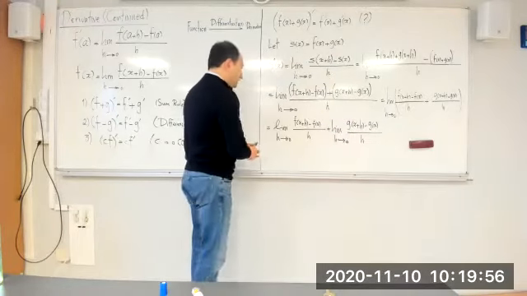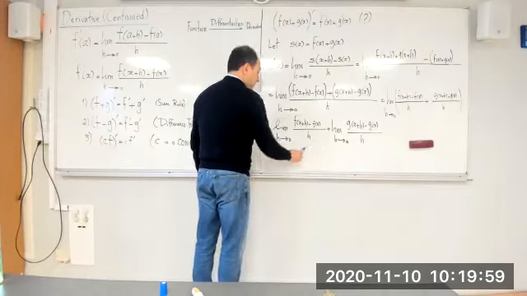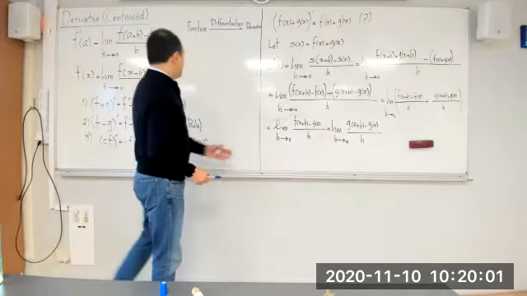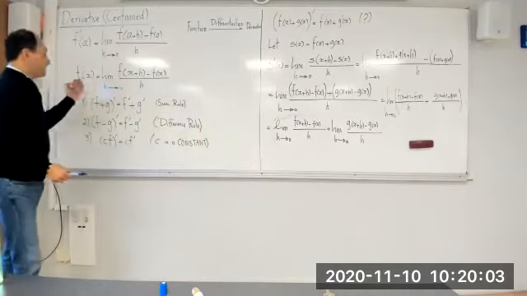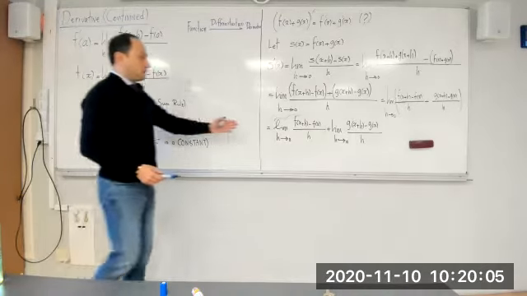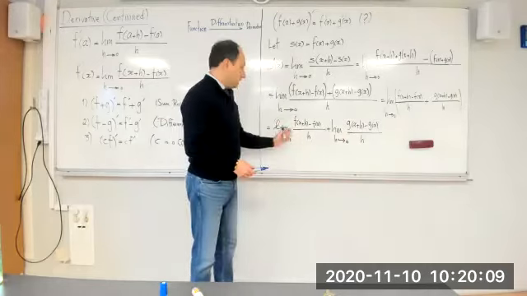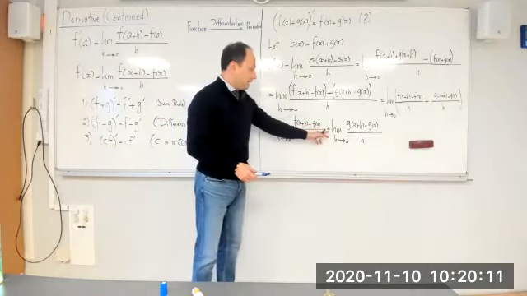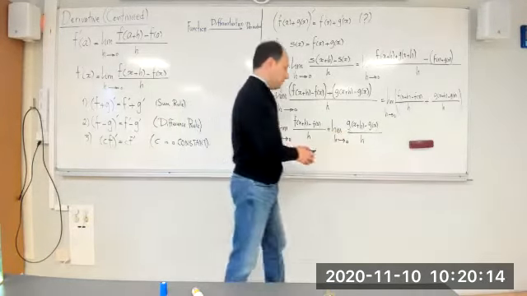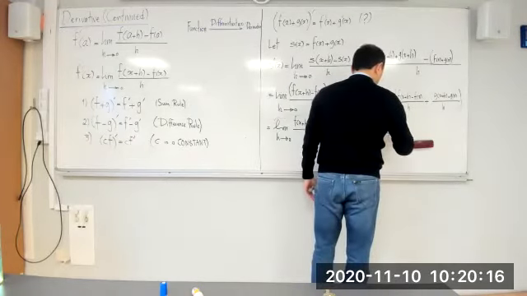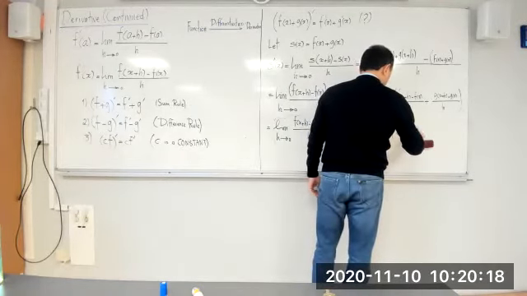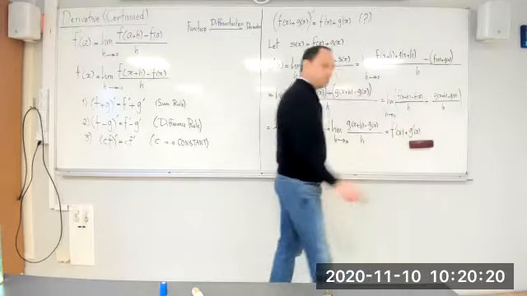Now, if I ask you, what is this limit? It's clear, this is on the board. It's the derivative of f. And if I ask you, what is this limit? It's the derivative of g. And it means the derivative of f is being added to the derivative of g. So this becomes the derivative of f plus the derivative of g.